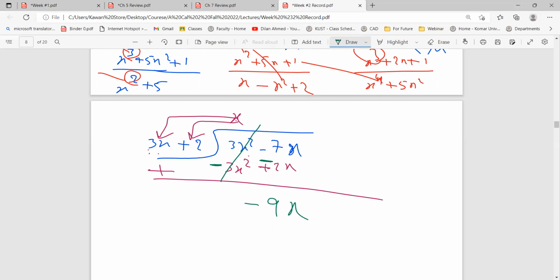Understood? Do you have any question? Dear students, kindly ask if you don't understand. Each step, single step, just tell me, please.